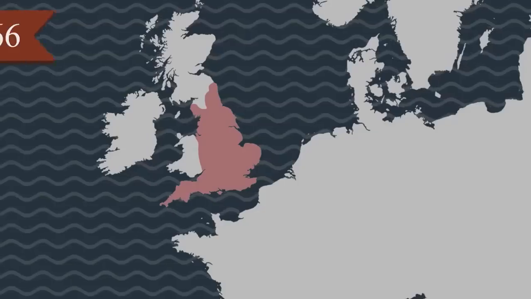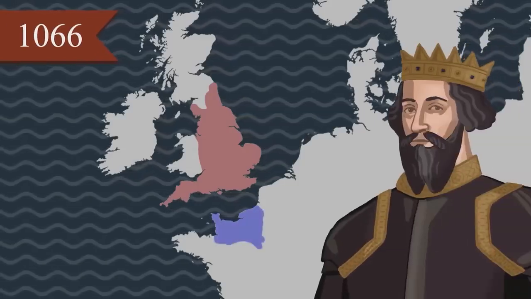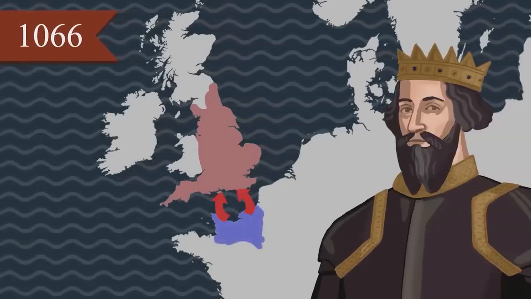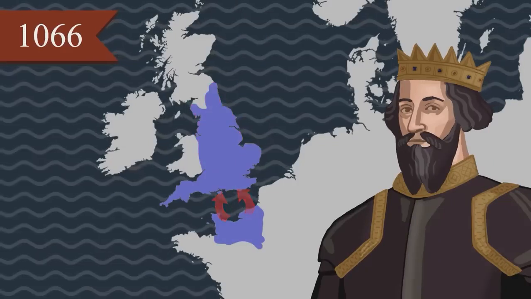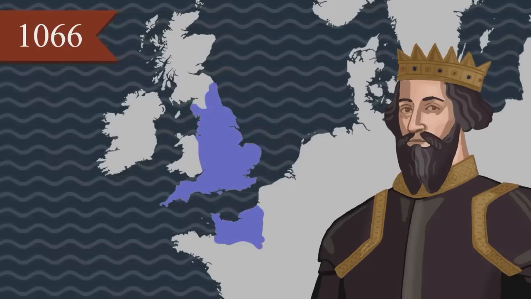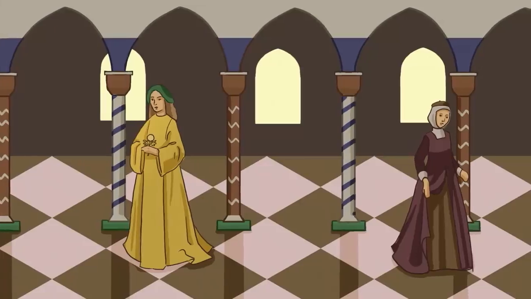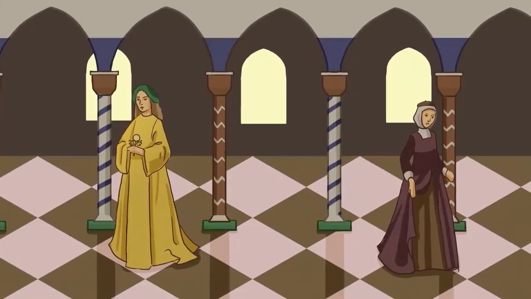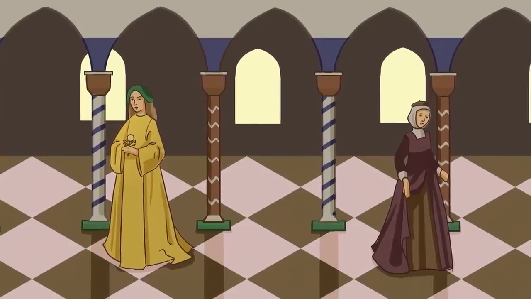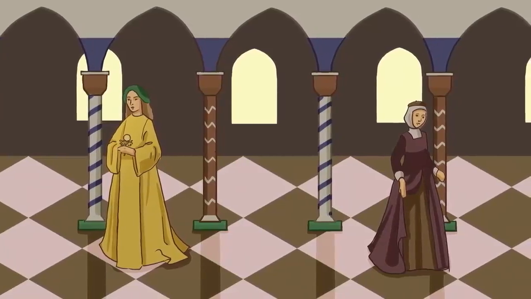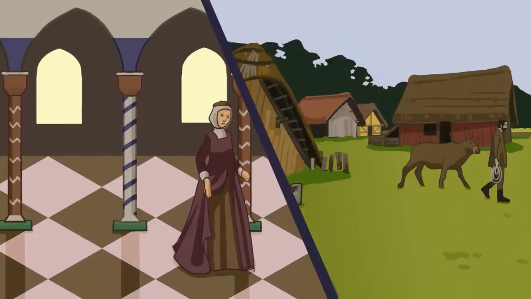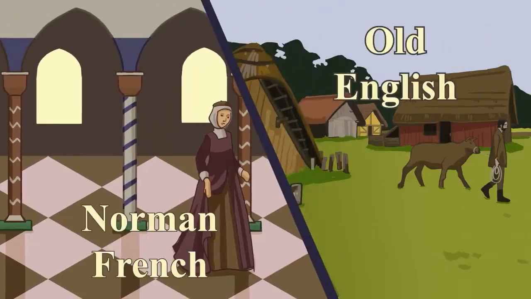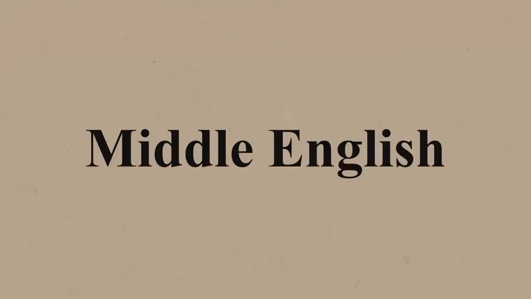In 1066, William the Bastard, later called William the Conqueror, invaded England with his Norman army, and at the Battle of Hastings successfully conquered it. These Normans, now the ruling class of England, spoke a dialect of Old French. This Norman French came to be the language of the royal court, while Old English continued to be the language of the peasantry. After around 100 years of this, the languages began to merge, creating what we call Middle English.